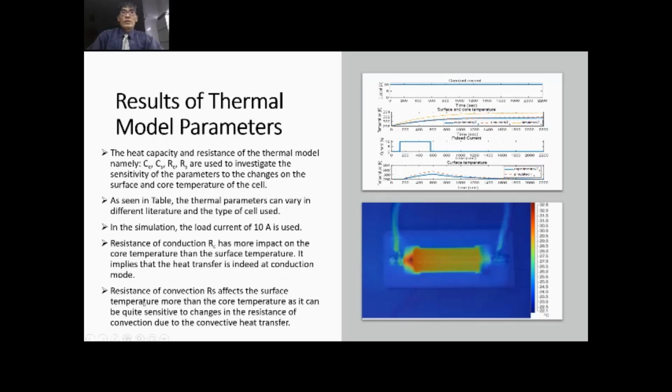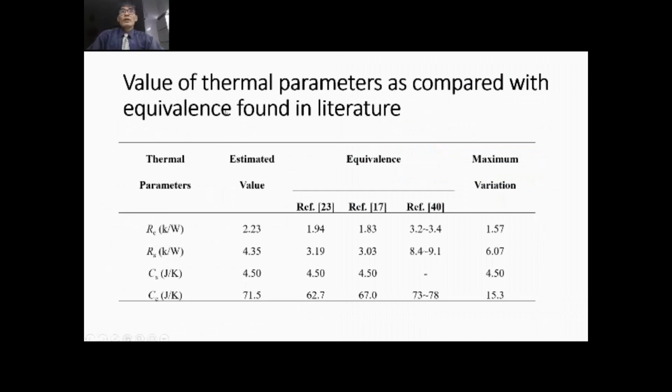RS affects the surface temperature more than the core temperature, as it can be quite sensitive to changes in the resistance of convection due to the convective heat transfer. So the values of the thermal parameters are compared to the equivalent found in the literature. These are the parameters you try to look at, and this is what we have tried to estimate from our simulations.